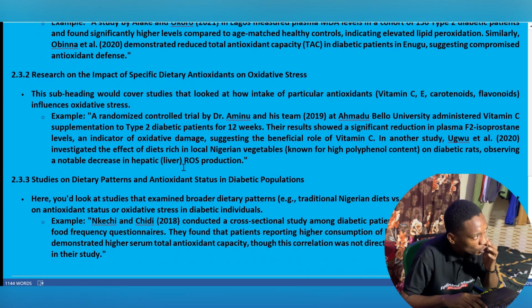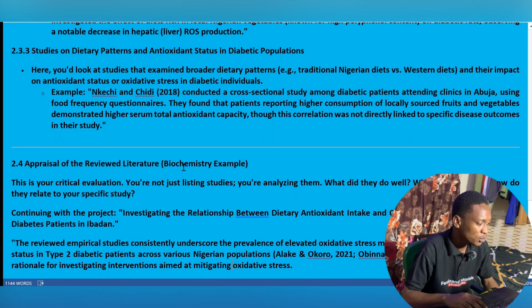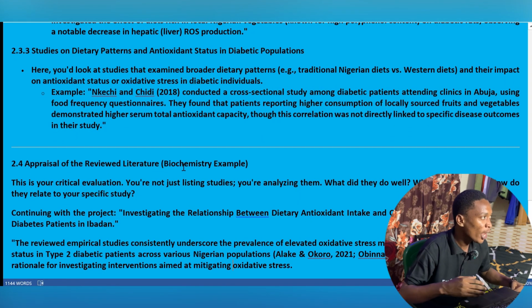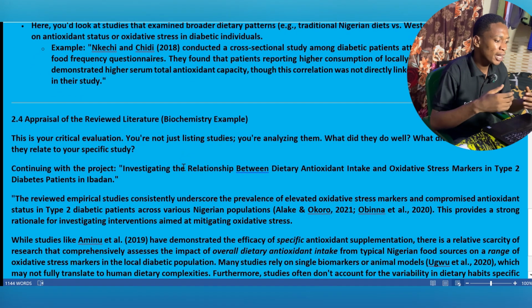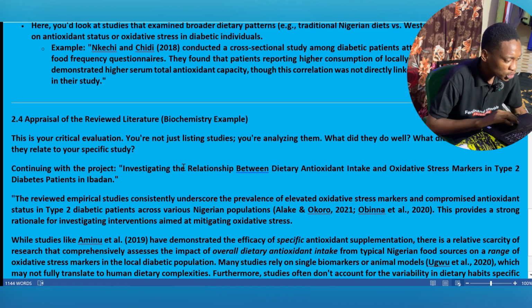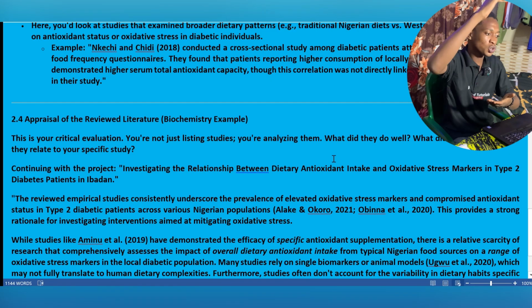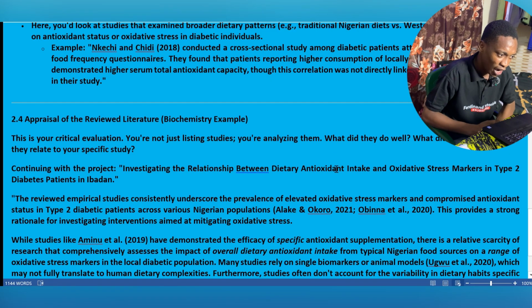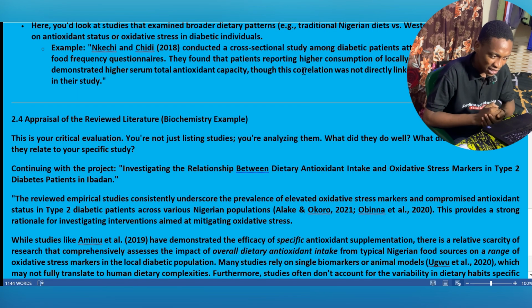And now I go to the next one, which is the appraisal of the reviewed literature. Now, in the appraisal of the reviewed literature, this is where I impute my voice. This is where I bring in my critical voice and my critical evaluation. I'm no longer just listing studies; I'm going to be analyzing them. Remember, in my empirical study, I've listed the studies I'll be working with, the studies that aligned with my subcomponents.